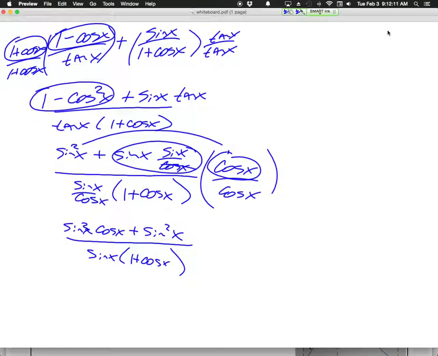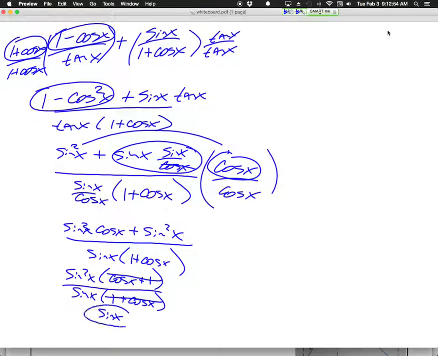What did we do on a previous problem? I think it was the one before. There we go. Take the sine squared out. I prefer you take it out before you cancel it. So if I take that out, I get sine squared x times cosine x plus 1 over sine times 1 plus cosine. And then some good things happen for us. The sine x is reduced and the cosines do, so I end up with just sine. So we took that 1 minus cosine over tangent plus sine over 1 plus cosine, we used our identities and we got it all the way down to sine.